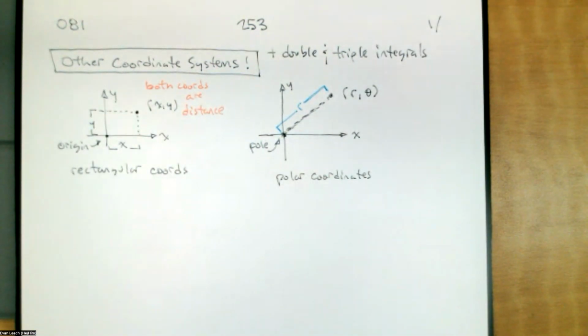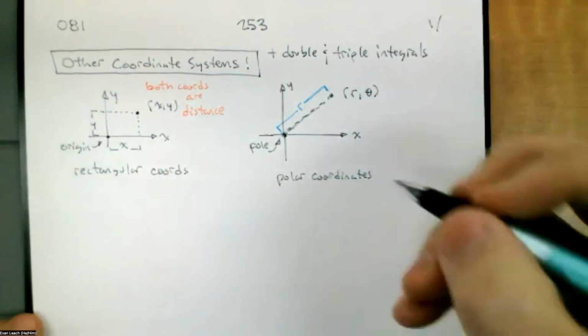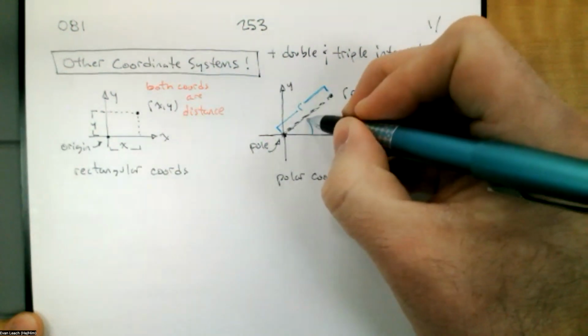Theta is the angle in standard position. So we need more than just a pole. We need to know where the positive x-axis is so we can decide from where to measure the angle. Here's the angle theta.